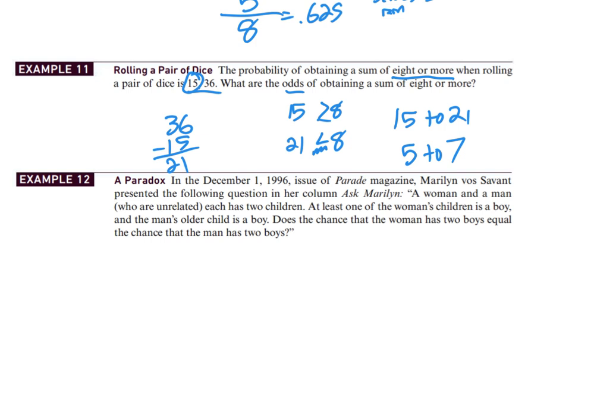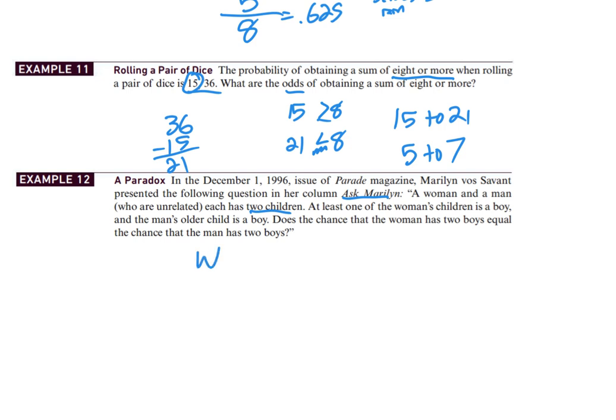Now, example 12 is a paradox. Paradoxes, counterintuitive results, abound in probability. In the December 1st, 1996, issue of Parade magazine, Marilyn vos Savant presented the following question in her column, Ask Marilyn. A woman and a man who are unrelated each has 2 children. At least one of the woman's children is a boy, and the man's older child is a boy. Does the chance that the woman has 2 boys equal the chance that the man has 2 boys?